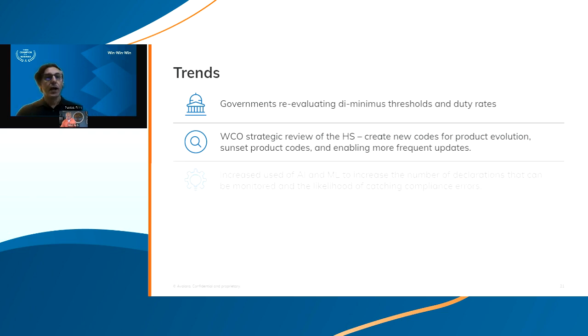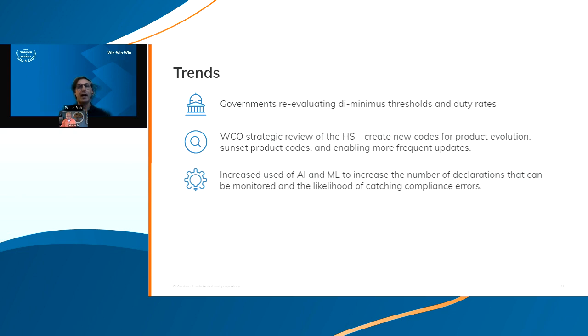Next trend, the increased use of AI and machine learning. So, these are phrases we're very familiar with. We hear them every day now. And the reality is that we're seeing more and more governments adopting artificial intelligence and machine learning to support the activity of customs clearance. So I'll give you an example.